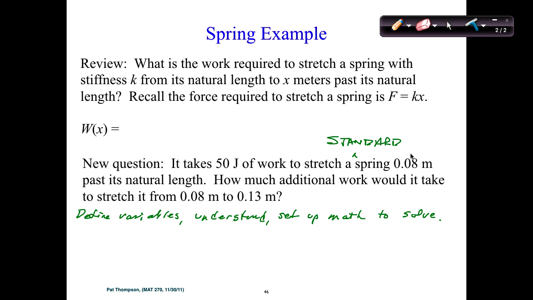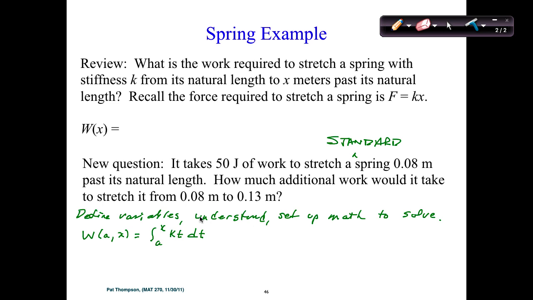Okay, where's Jesse? Jesse, did you make any progress? W of a to x, okay, equals the integral from a to x of kt. True statement? Is it right? Okay, do you go any further than that?